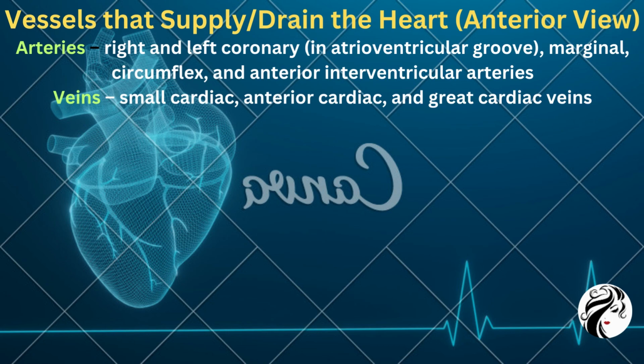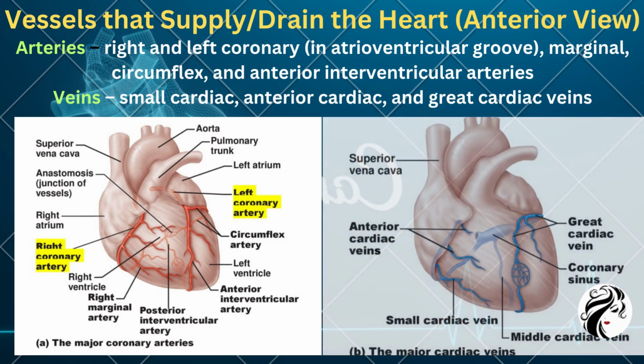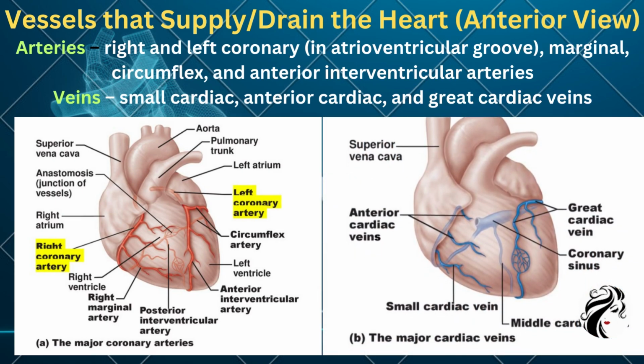So, as we discuss, in every organ there are always arteries and veins, and just like in the heart, there are arteries which supply blood to the heart, like the right and left coronary artery, marginal circumflex artery, and anterior interventricular artery. If you focus on the left side of the image, which shows all the arteries in red, then on the right side there are veins: the small cardiac vein, anterior cardiac vein, and great cardiac vein.